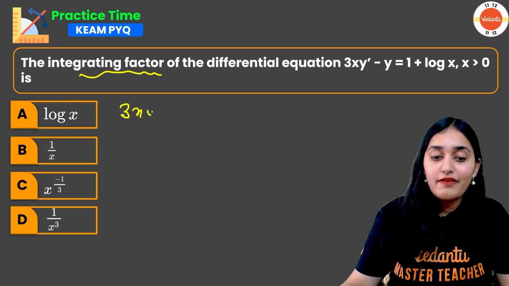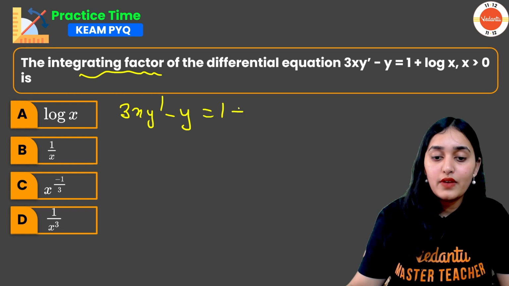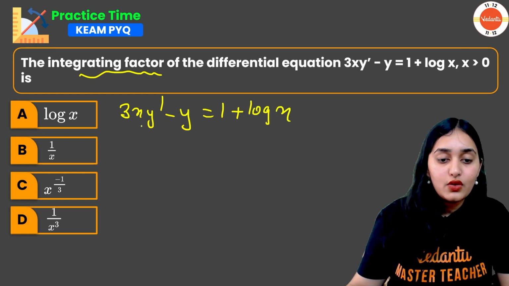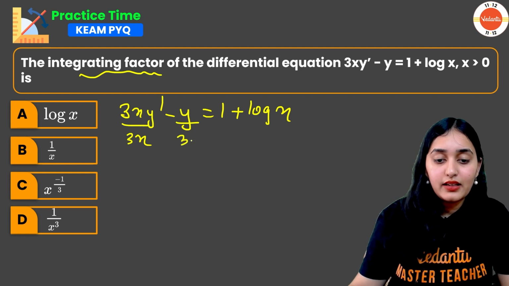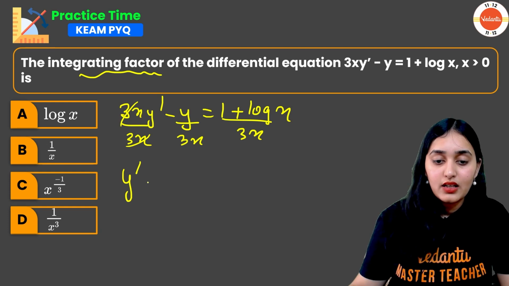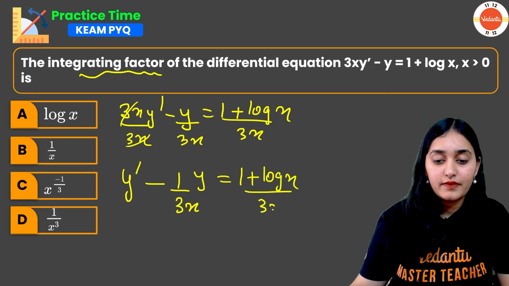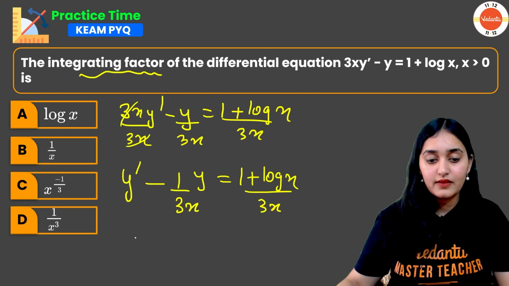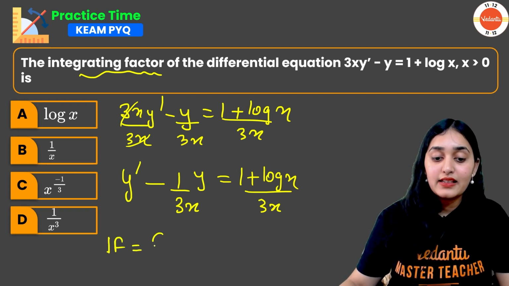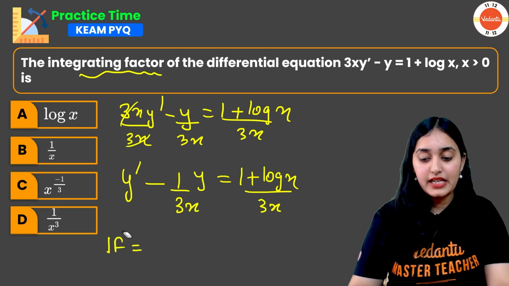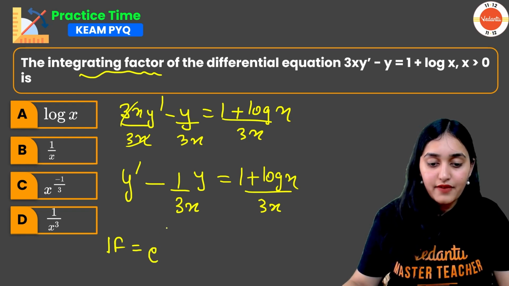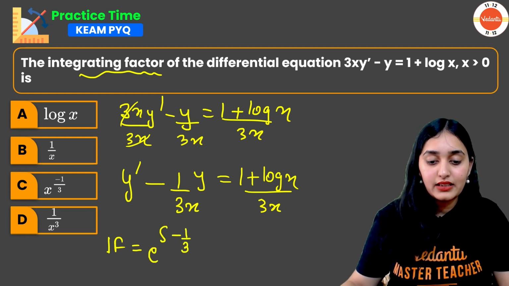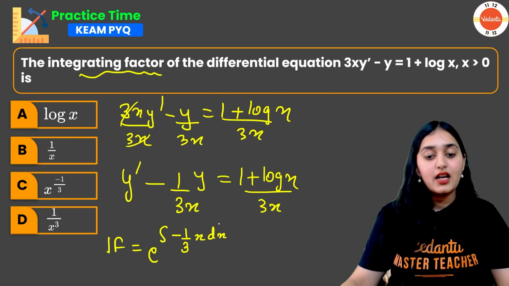So 3xy dash minus y is equal to 1 plus log x. So just divide by 3x. So 3x cancels. y dash minus 1 upon 3x into y is equal to 1 plus log x by 3x. So we don't have space. Let's do it. Integrating factor is e to the power of integration of minus 1 by 3x with respect to dx.